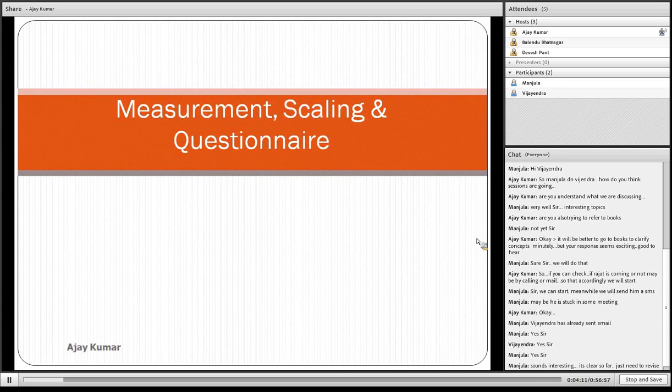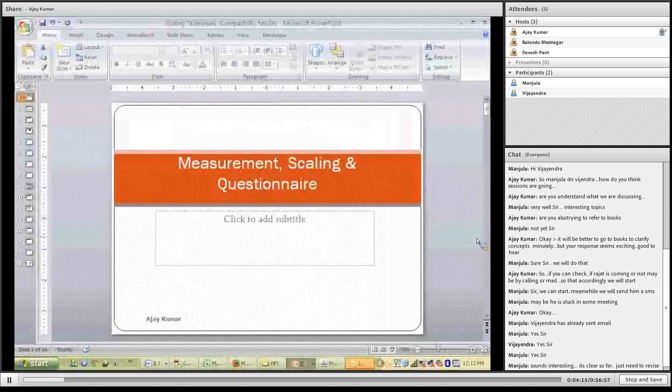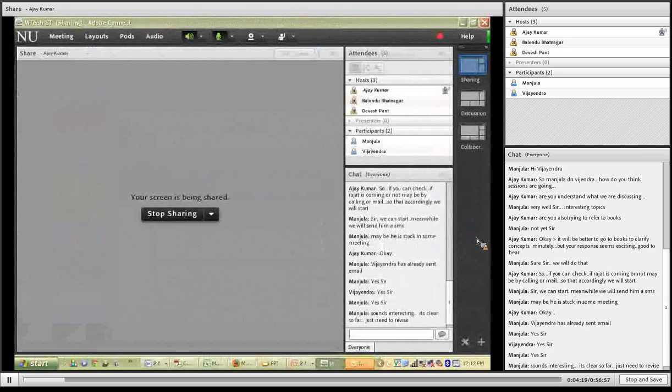Now if I can have an idea from both of you: do you have any vague or fair idea about the difference between measurement and scaling? What is measurement and what is a scale? Measurement and scaling, what are these?